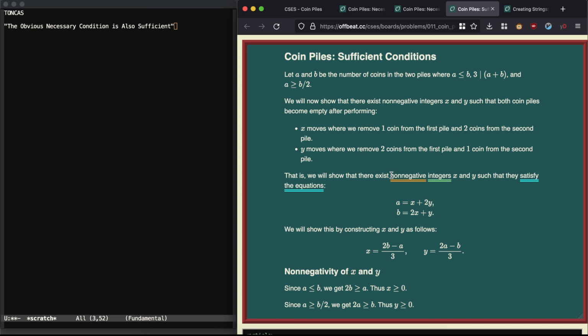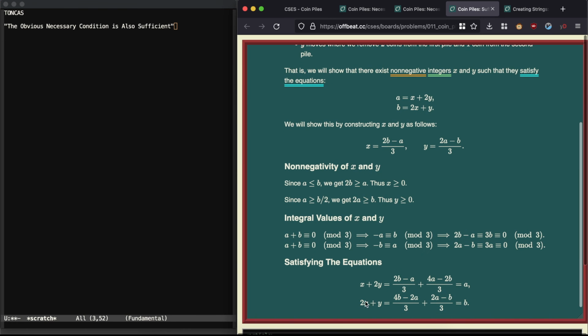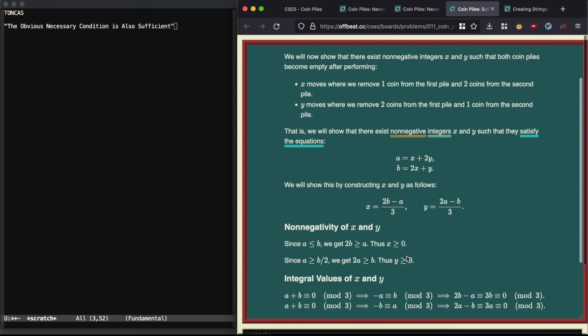We have to show that both are non-negative integers, not just integers. If they're negative integers, again, it is no good, because our moves cannot be negative in number. Our moves will be non-negative in number. So we have to show that these are both non-negative, which is the orange underline here. Both have to be integers, that is the green underline here, and both satisfy these equations, which we are sort of assuming for now. I have done it elaborately once before anyway, so that is fine.